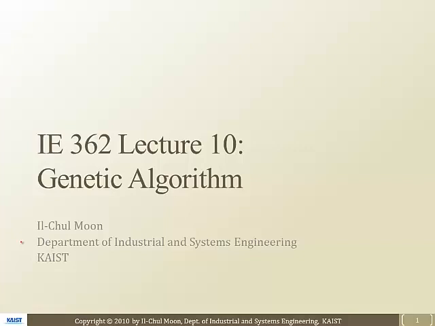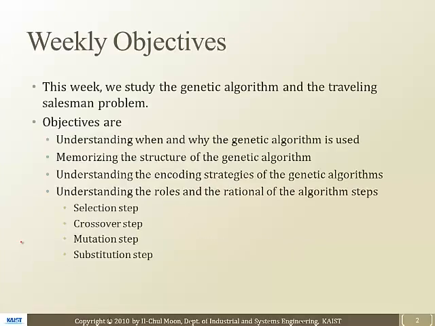So today and this week we are going to talk about the genetic algorithm. So our objectives are these. This week we are going to study the genetic algorithm and the traveling salesman problem, okay? The objectives are, of course, understanding when and why the genetic algorithm can be used and applied, and you have to memorize the structure of the genetic algorithm, right?